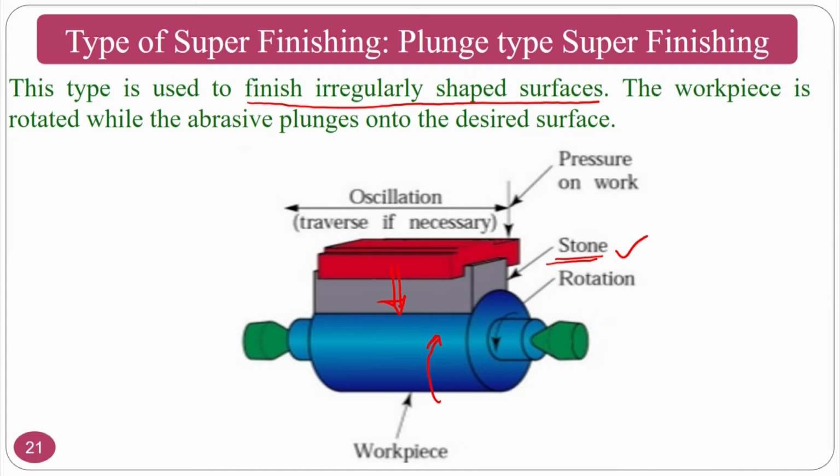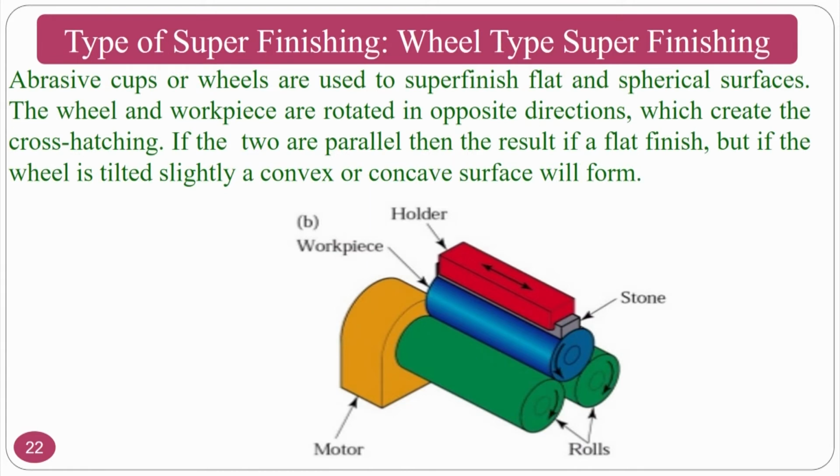There are a lot of parameters that play a role in the finishing operation performance, like the abrasive particle size, carrier medium, abrasive particle concentration, and all those things will play a major role. The another one is the wheel type or the roller type. So these abrasive cups or wheels basically are used to super finish flat and spherical surfaces.